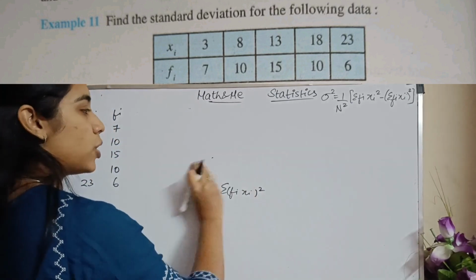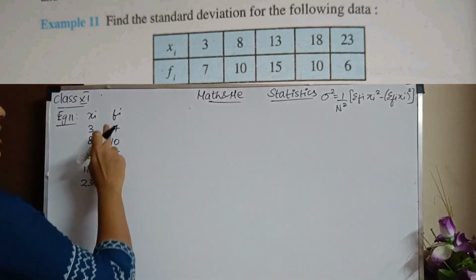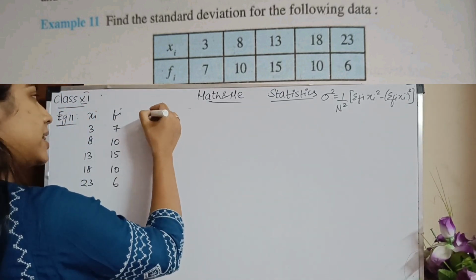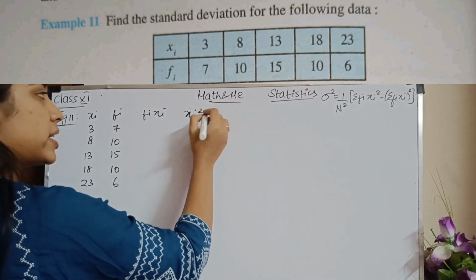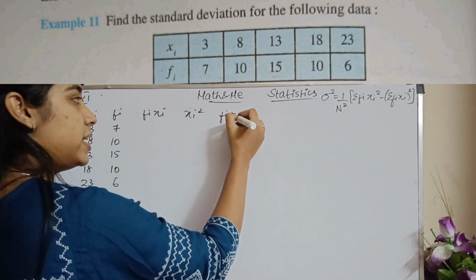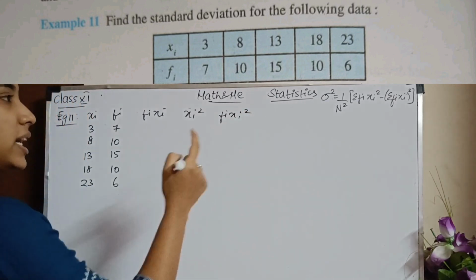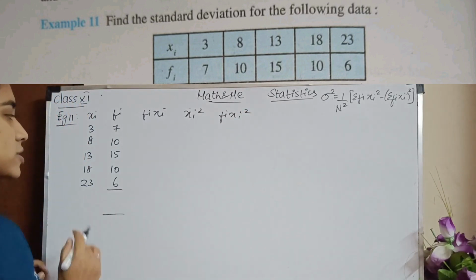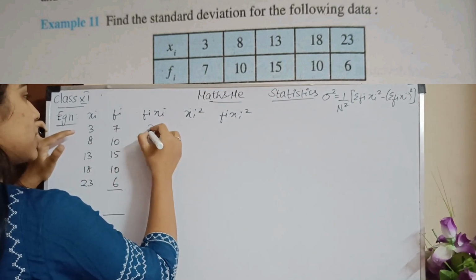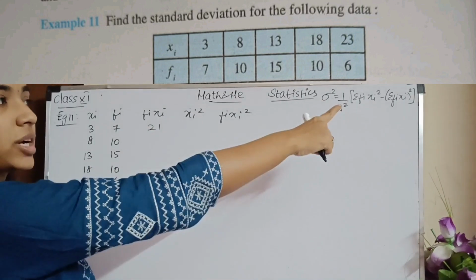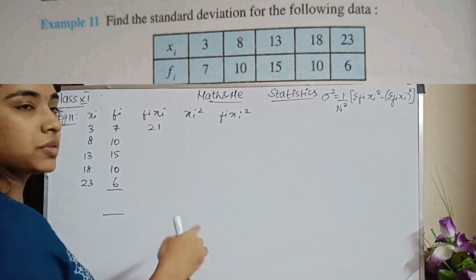Okay. So what all columns will we need? Xi is there, fi is there. I need fi xi. Then I need fi xi square. So I'll have to first square xi, then find fi xi square. What else do I need? 1 by n square, which will be sigma fi the whole square. So I'll simply add this. Okay. So fi xi, 7 3s are 21. Why are we using this method? Because we do not have the mean in the formula. So you don't have to find the mean at all.